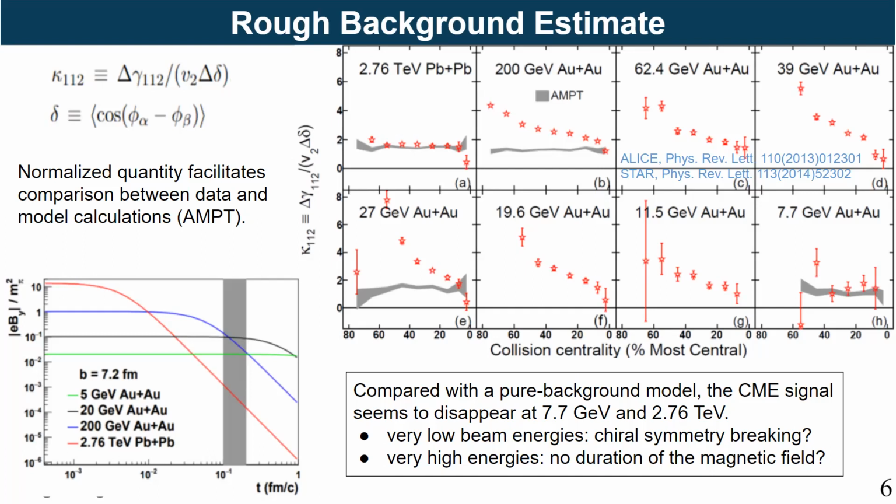But we cannot be satisfied by this excess because in peripheral especially, it even goes up. And it could be due to the so-called non-flow effect. And that's something I will mention soon.